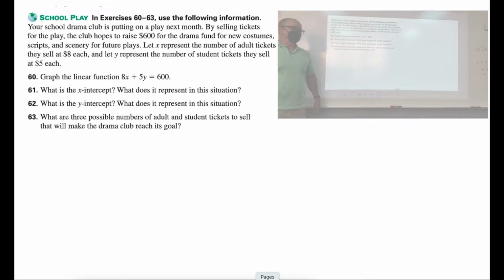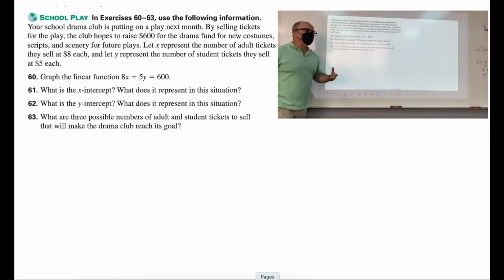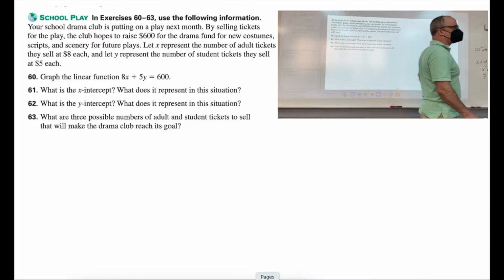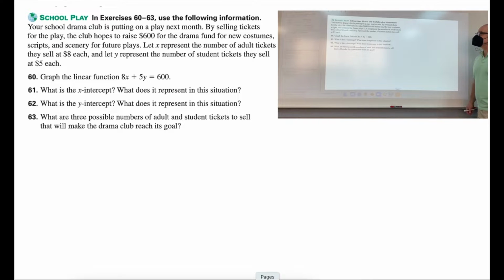Cleansing breath. Okay. How does graphing by intercepts help us with word problems, real life situations? Your school drama club is putting on a play next month. By selling tickets for the play, the club hopes to raise $600 for the drama fund for new costumes, scripts, and scenery for future plays. X is the number of adult tickets they hope to sell for $8 each, and Y is the number of student tickets they hope to sell at $5 each.